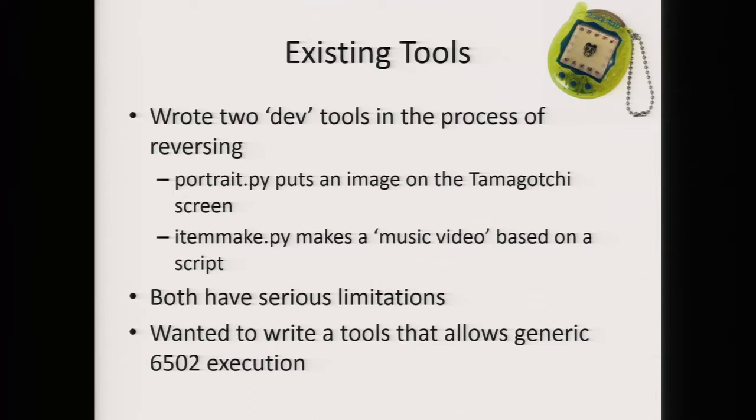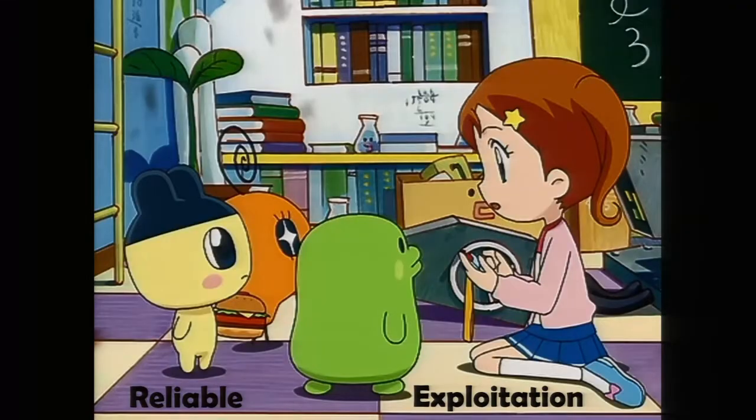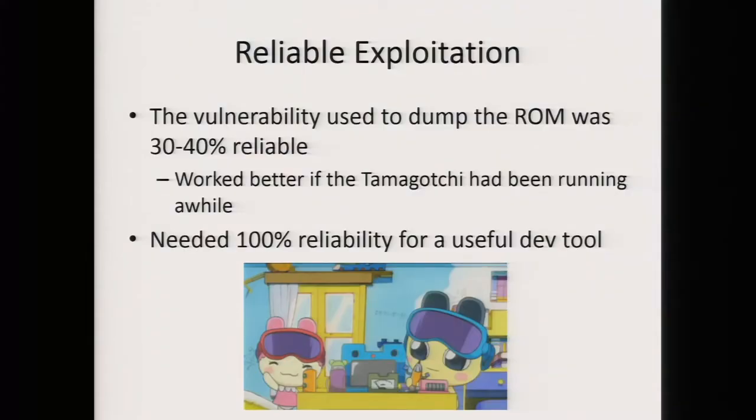But they both have some serious limitations. They're both for specific things. So I wanted to write a generic tool that you can use to run generic assembly. But the big problem I ran into was that my exploit wasn't very reliable. I would say it's 30 to 40% reliable, but it was very finicky sometimes.